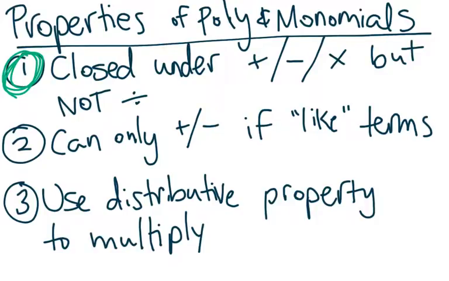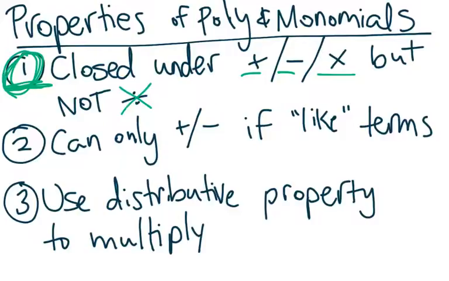There are a few properties of polynomials and monomials that will be important for you to understand as we work with them. First, it's really important to note that polynomials and monomials are closed under the operations of addition, subtraction, and multiplication, but not under the operation of division, and we will see what it means to be closed under something in just a moment.